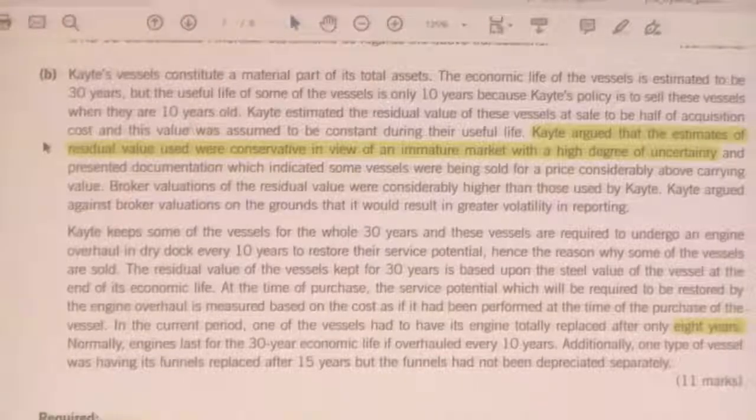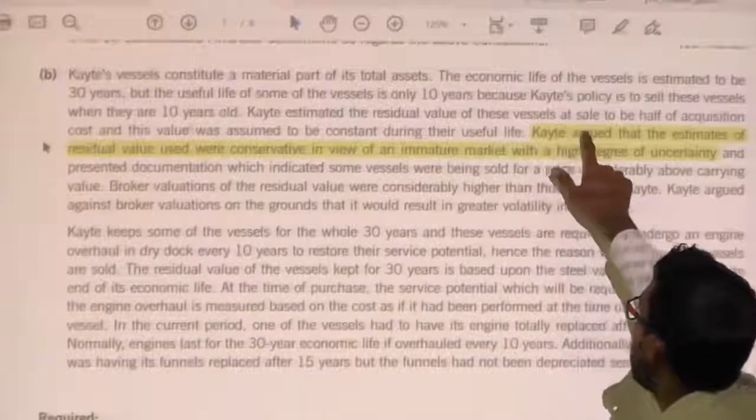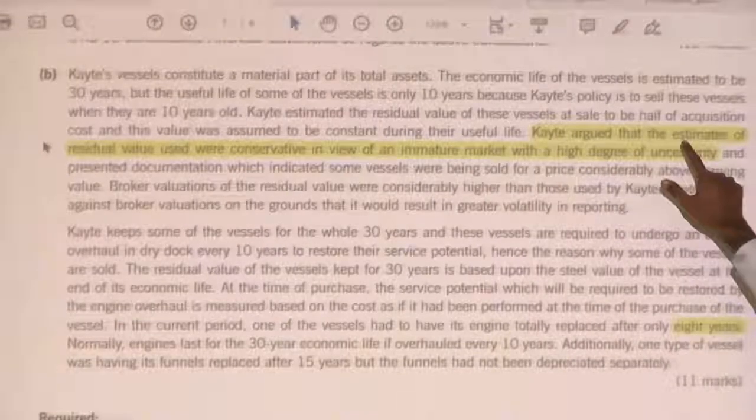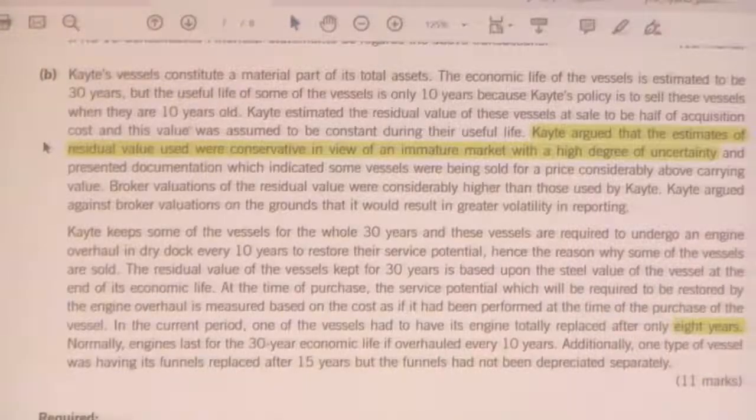Kite estimated the residual value of this asset at sale to be half of the acquisition cost. Is that correct? Kite estimated the residual value of this vessel at sale to be half of the acquisition cost, and this value was assumed to be constant during their useful life. You have to explain whether the assessment of this residual value is correct or wrong.